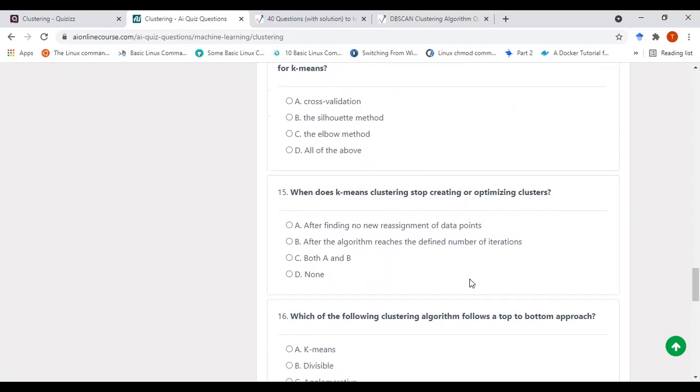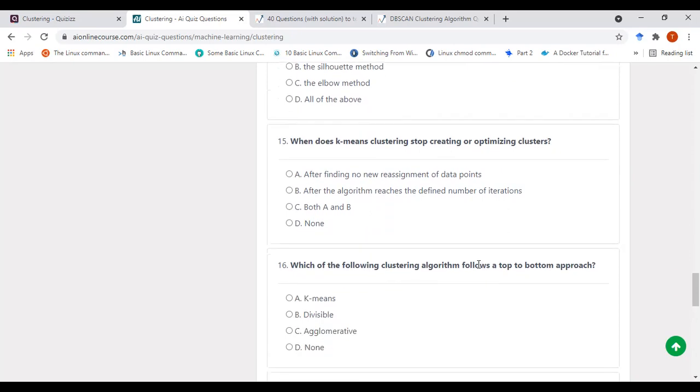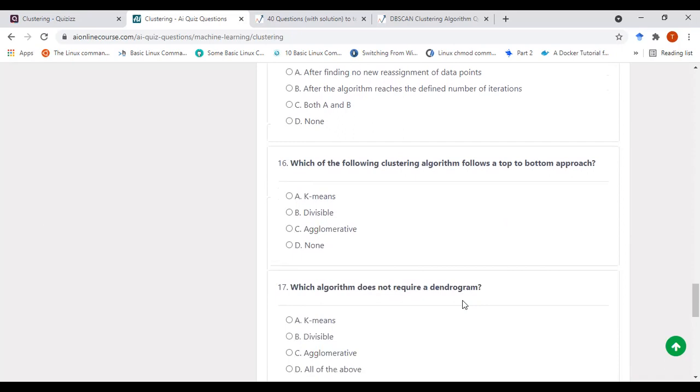Yes, no new reassignment of points. Okay, that's the method. Hey, I don't think so. If it's in scikit, then okay, A and B. In this type of answers, you will not cut your number. Just give the logical reason if I give MCQs. Okay. Or as a top to bottom.